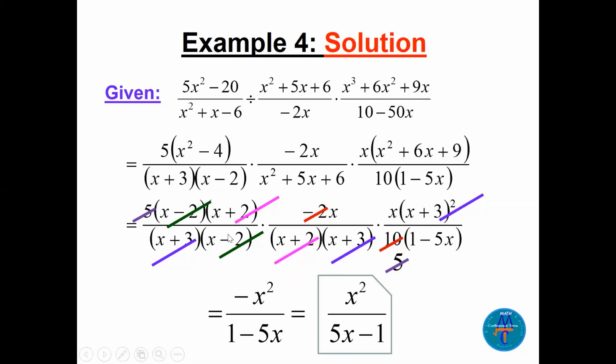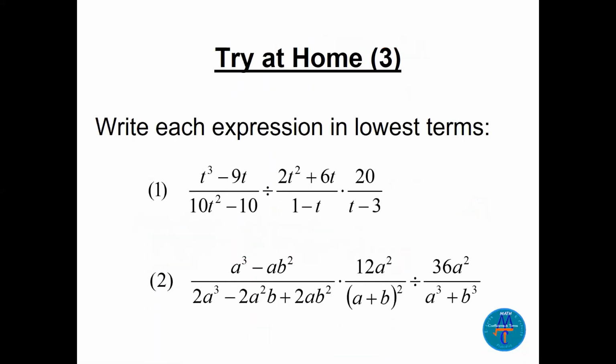Okay, that's the green, x minus 2, x minus 2. The purple, x plus 2, x plus 2. The 2 here, this 2 with the 2 becomes 5, and then 5 with this 5, it will go. So what's left? This x and this x are not cancelled, so x squared with the minus, divided by 1 minus 5x. Then I explained the answer here. One of these will be the answer.